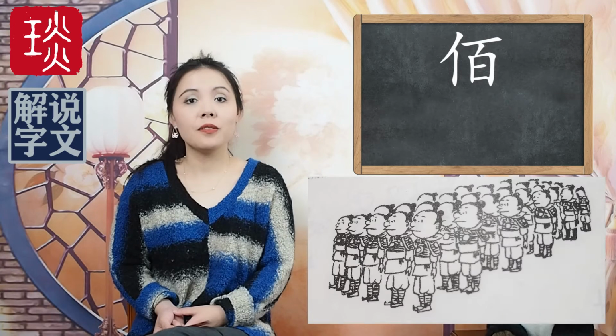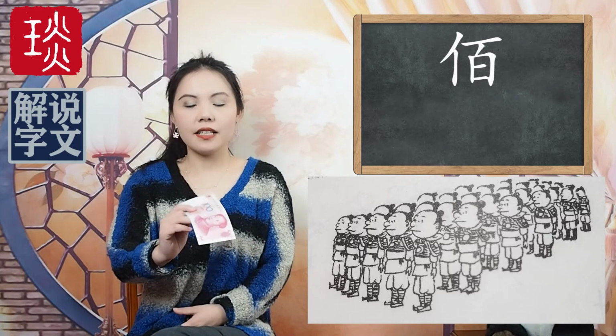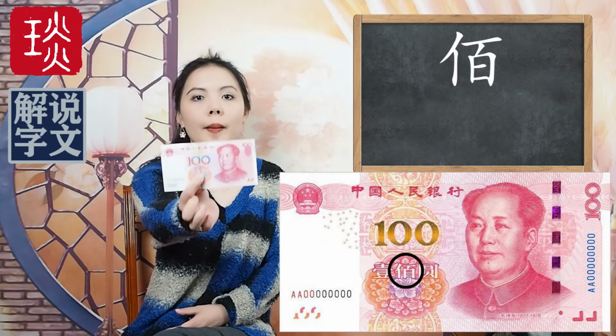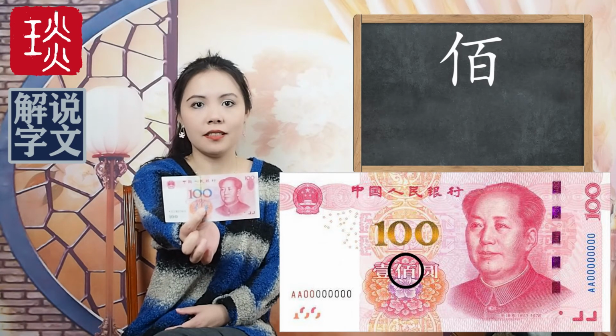On the left side is a person. On the right side is 百, 100. What does this character mean? Right, it used to mean 100 persons, but it's not used anymore. Now it's only on the Chinese 100 yuan bill. 百, it means 100 here.